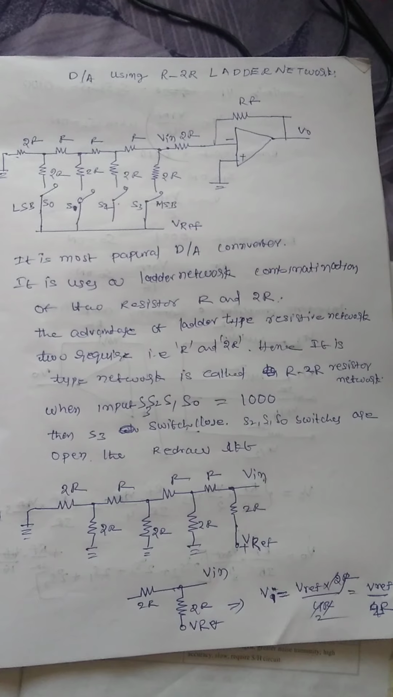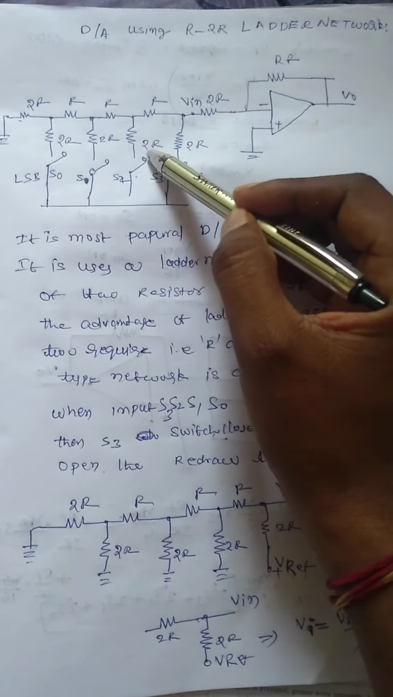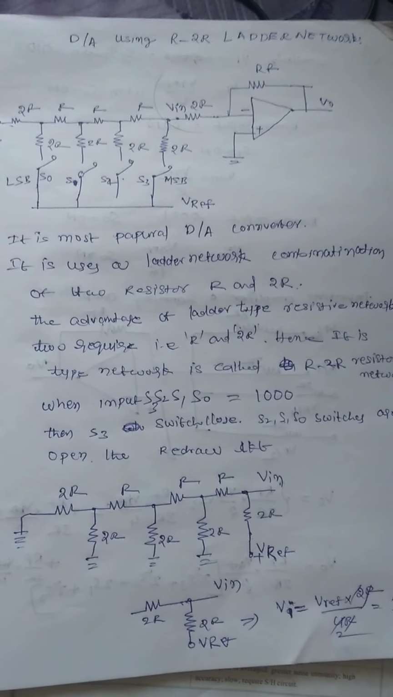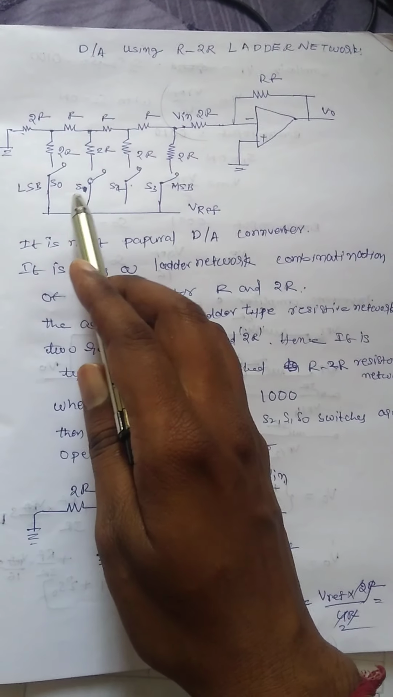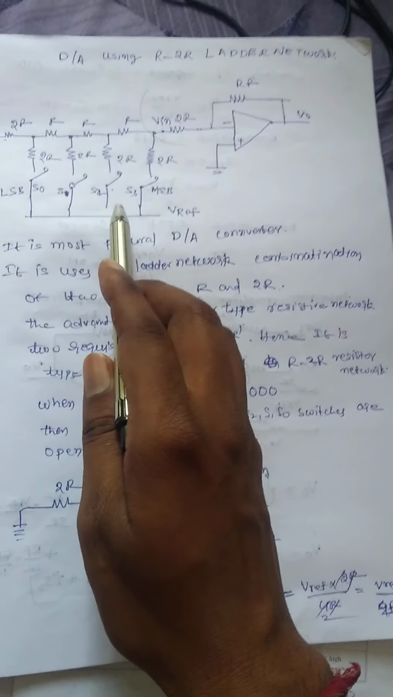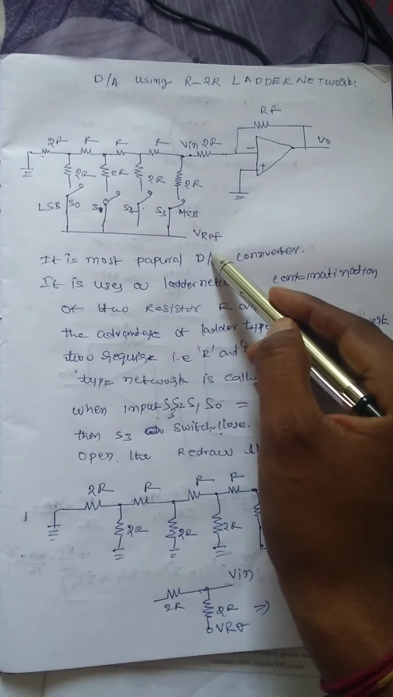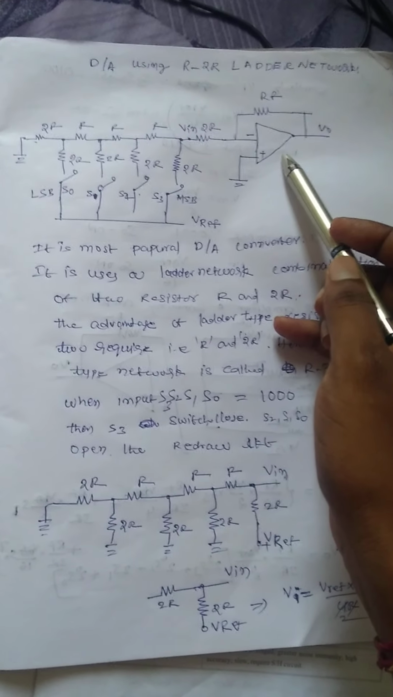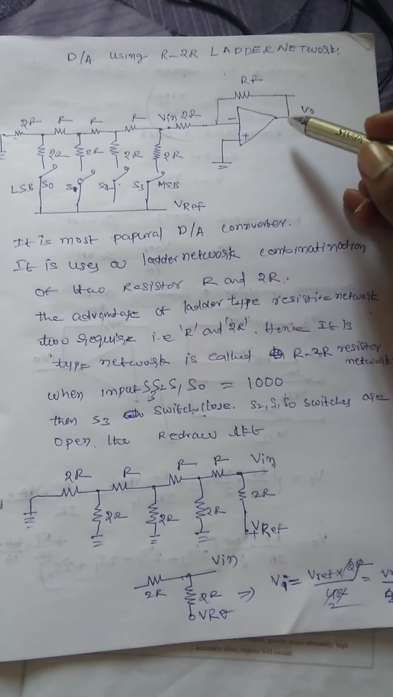So the R2R ladder is a ladder network. It consists of a combination of R and 2R resistors. This network is called the R2R ladder network. Here we have different switches: S0, S1, S2, S3, and we have to connect the V reference signal, and this is an inverting amplifier. The inverting amplifier produces an output with a 180 degree phase shift.